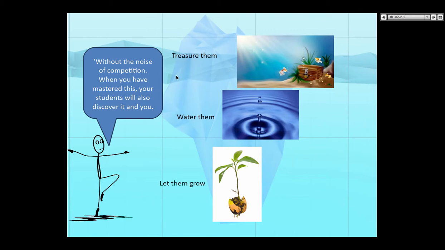They're looking at the slide. I treasure them without the noise of competition. When you have mastered this, your students will also discover it. It's about the noise of competition. I guess so. Okay, this slide here is about something we're going to do after.